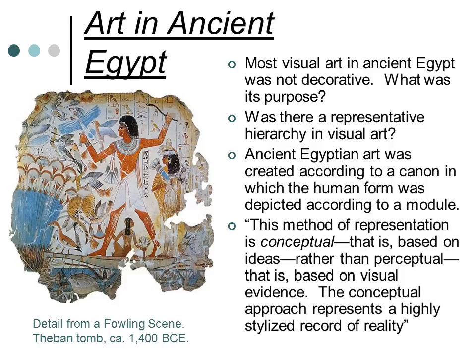Now, I'm sure that many of you have seen Egyptian art before, but what you might not know is that ancient Egyptian art was created according to a canon, or a system of measurement, in which the human form was depicted according to a standardized system called a module. As one scholar notes, quote, "This method of representation is conceptual, that is, based on ideas, rather than perceptual, that is, based on visual evidence. The conceptual approach represents a highly stylized record of reality. Because this artistic system is conceptual rather than perceptual, none of the human figures that we find in ancient Egyptian art appear lifelike."